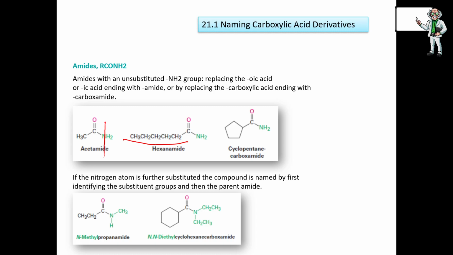If we have the amide directly attached to a ring, the name will be the name of the ring, cyclopentane, and then we will add carboxamide.